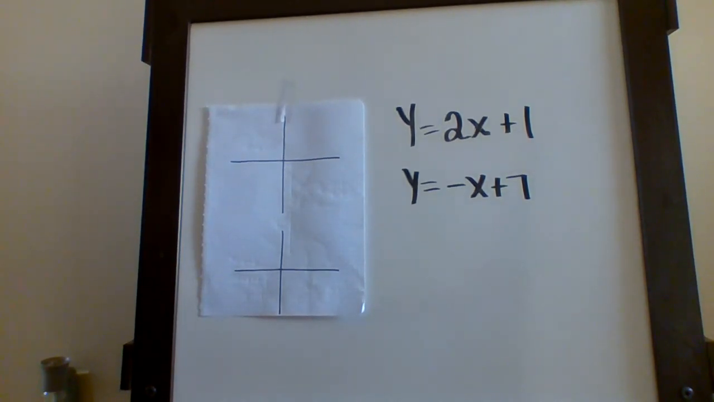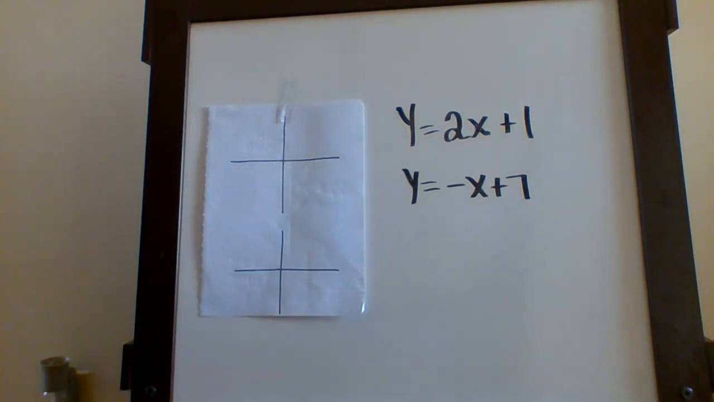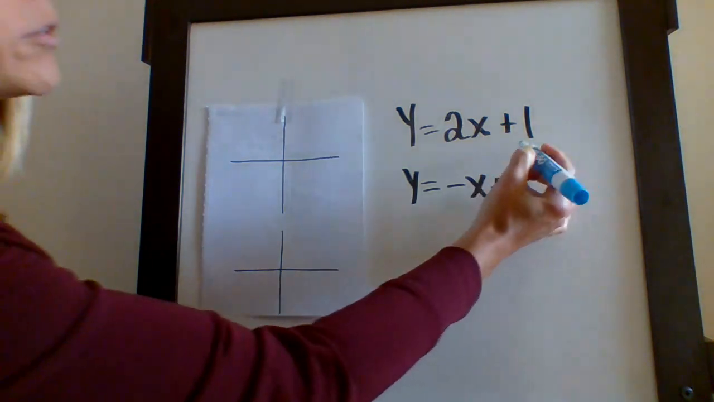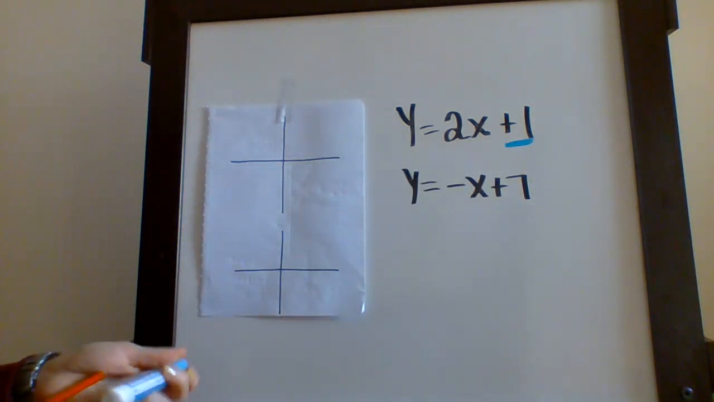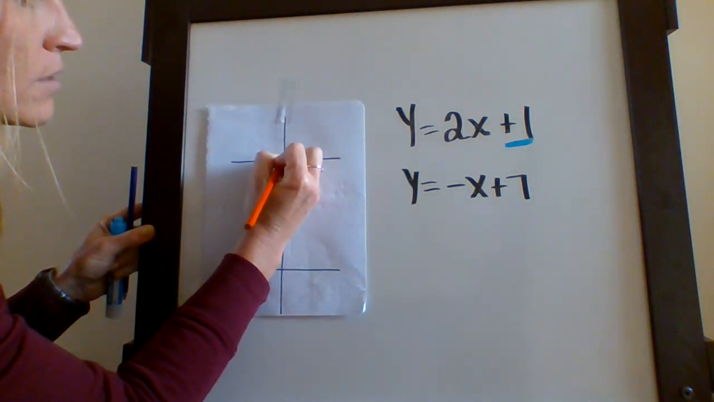Today we're going to look at solving systems of equations through graphing. So we have our two equations, and first thing, they are both in slope-intercept form, so that's where we want to start. I'm going to graph my first equation, and remember we always start at the y-intercept. So my y-intercept is a positive 1, so I'm going to put my first dot right here at (0, positive 1).